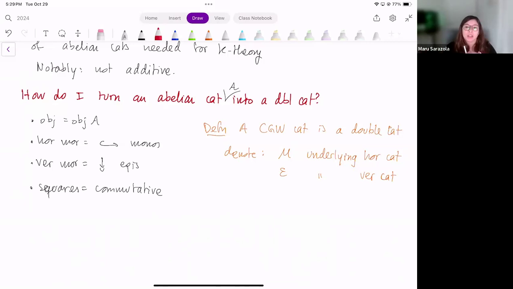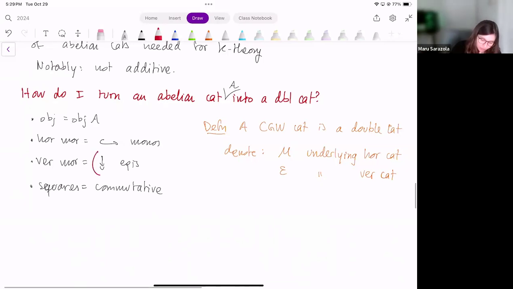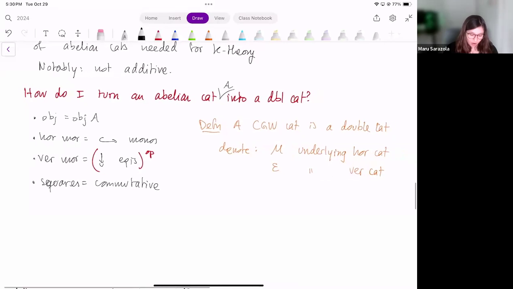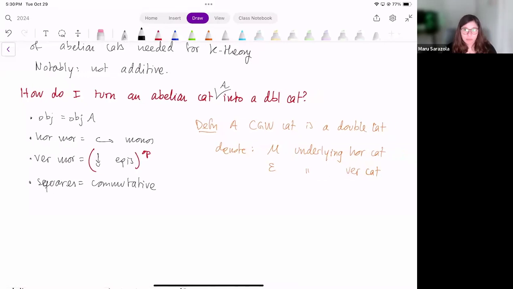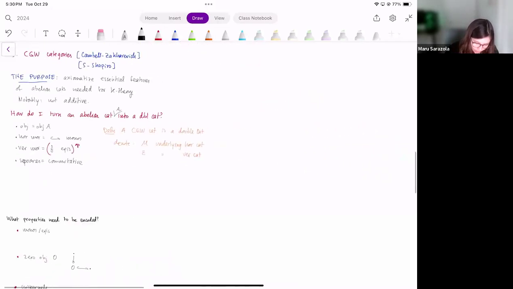And right now in my abelian example, they're completely dual. So the way to fix that, I'm just going to do something very formal. And I'm going to say my vertical maps are going to be the opposites of epis. It's a little bit annoying, but now these are really symmetric. They're both going to be monic in both directions. And now I want to start to see, okay, this is the structure, but what were the properties that I needed to do K-theory?